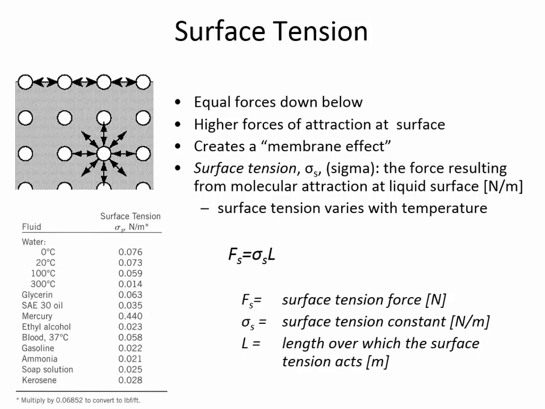Here's the equation of it. You can find out the magnitude of the surface tension force in terms of newtons by simply multiplying that surface tension constant, which is newtons per meter, by a length. But the question is, what length do we use?